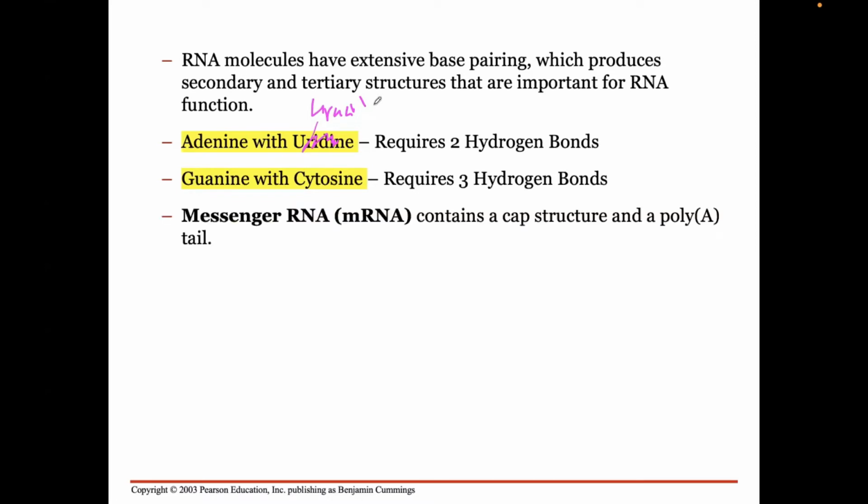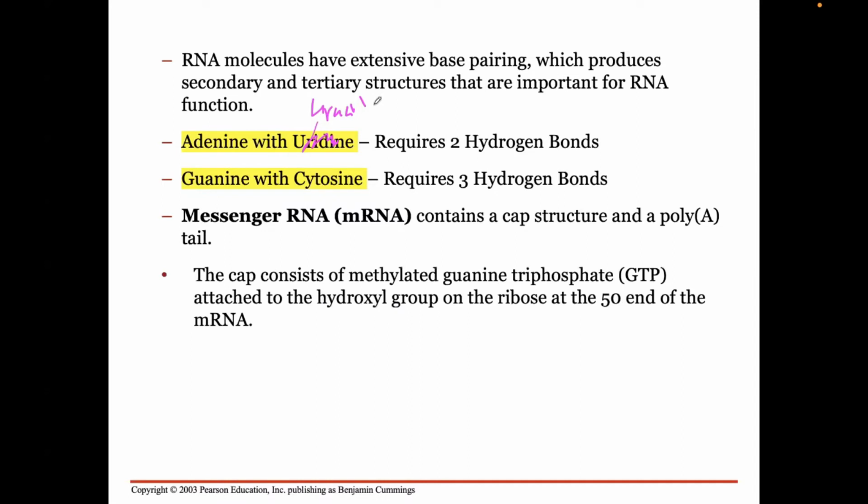And then the messenger RNA or what we call the mRNA, it contains a cap structure and then the poly-A tail. And then the cap consists of methylated guanine triphosphate or what we call the GTP attached to the hydroxyl group on the ribose at the 5' end of the mRNA. And then the N7 is the guanine.